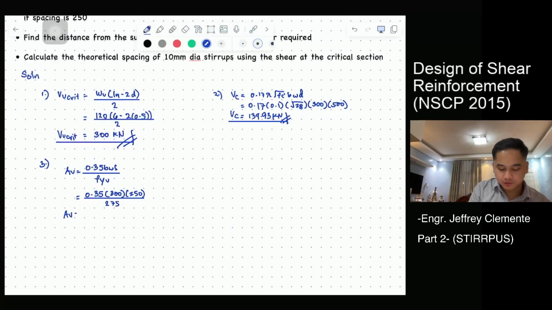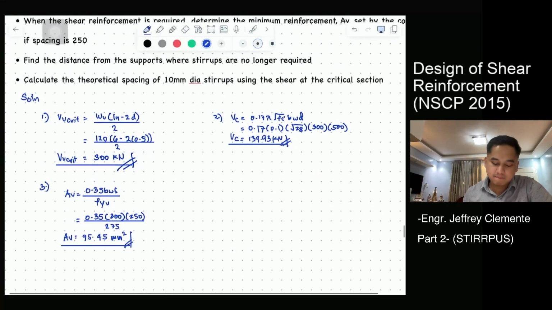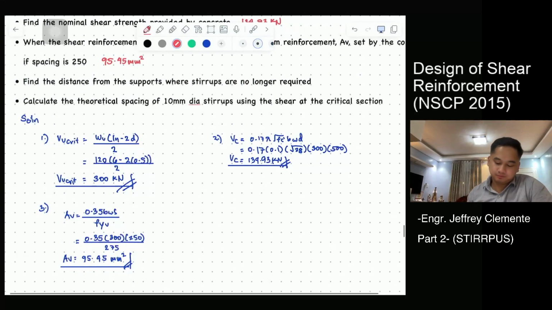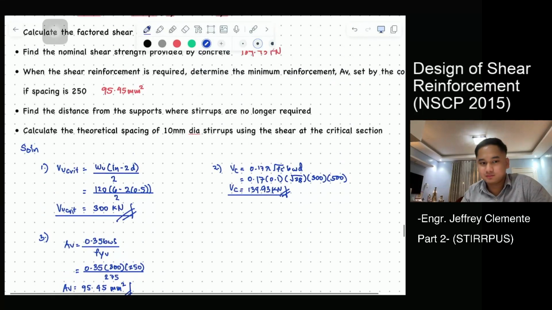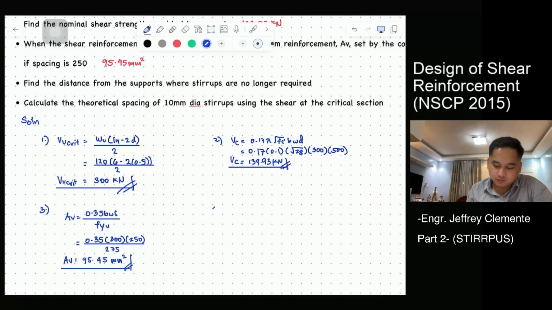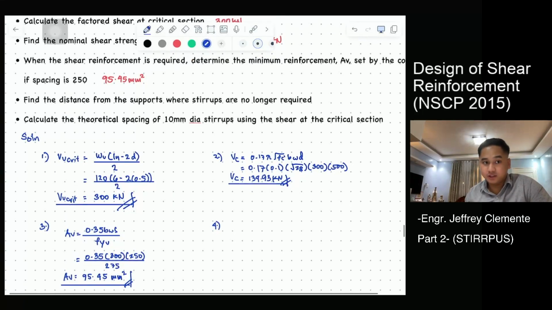Therefore, ang Av natin is solve, pause a little, then proceed. 95.45 mm squared. So, this is the required area ng bakal. Diba? Pag 250 ang spacing. So, the answer here is 95.45 mm squared. Diba? So, yun lang. Dali lang, diba? Ngayon yung mga sa board exam. Basic. Diba?